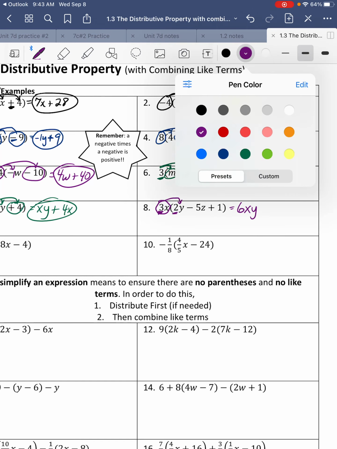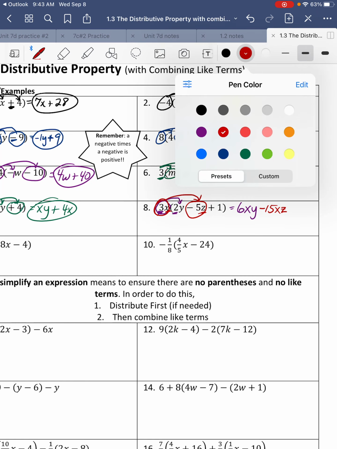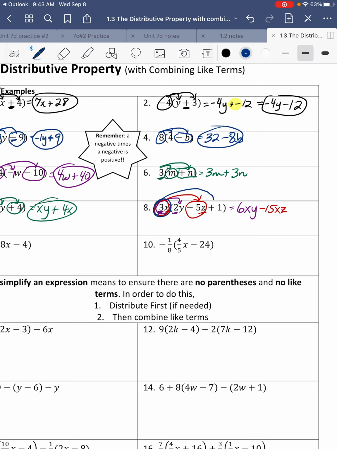All right, then we have 3x times negative 5z. So 3 times negative 5 is a negative 30. No, it is not. Negative 15. X times z is just xz. Put them next to each other, it just means x times z. And then lastly, we have 3x times a positive 1. So 1 times 3 is positive 3, and then it's just x.